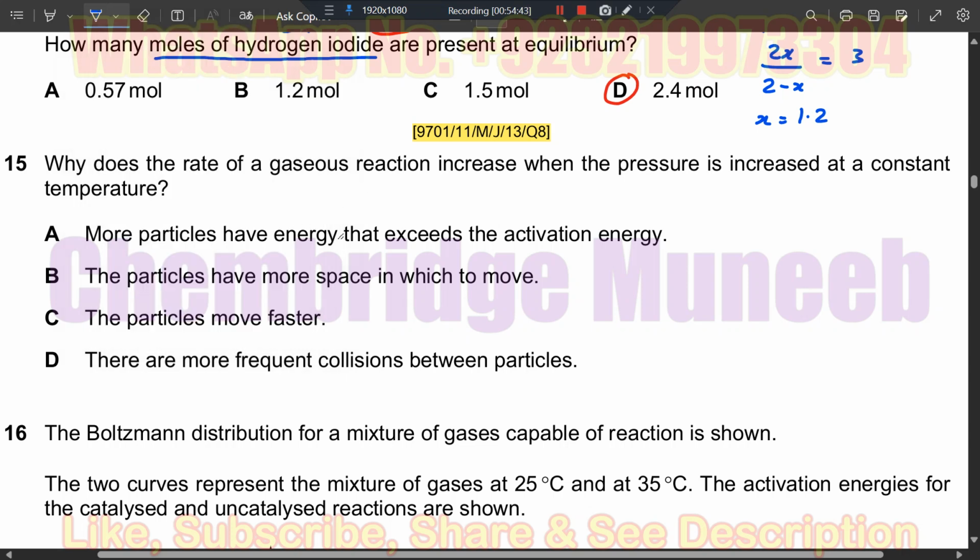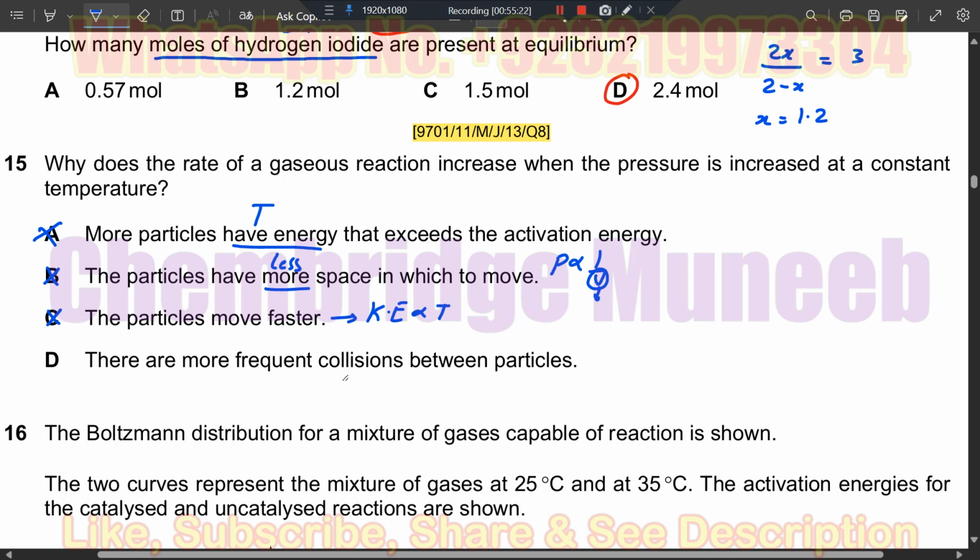Option A says that more particles have energy that exceeds the activation energy. No, that is related to the temperature, not to the pressure, so it is incorrect. Option B says that particles have more space in which to move. No, pressure has an inverse relation with volume. So when we increase the pressure, the volume should decrease, which means there should be less space, not more space. So B is incorrect. Option C says the particles move faster. Again, this is associated with the kinetic energy, which is associated with the temperature, so it is also not correct.